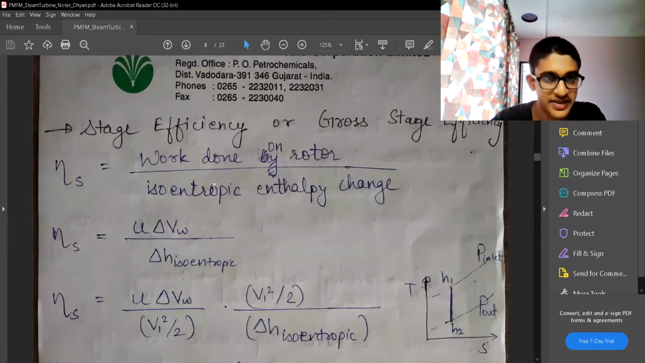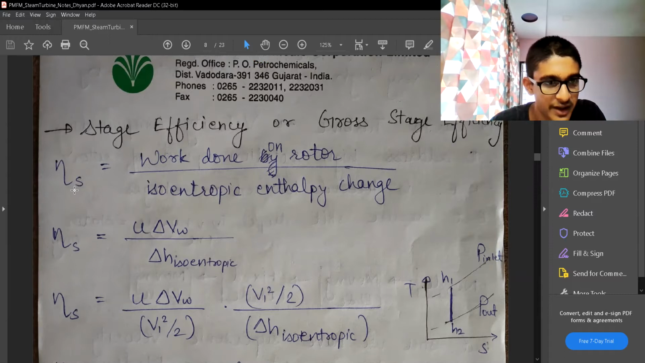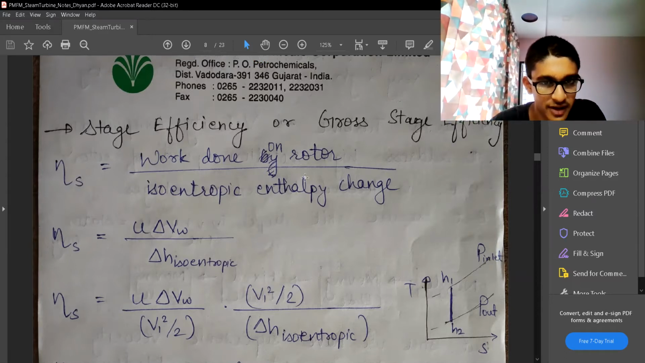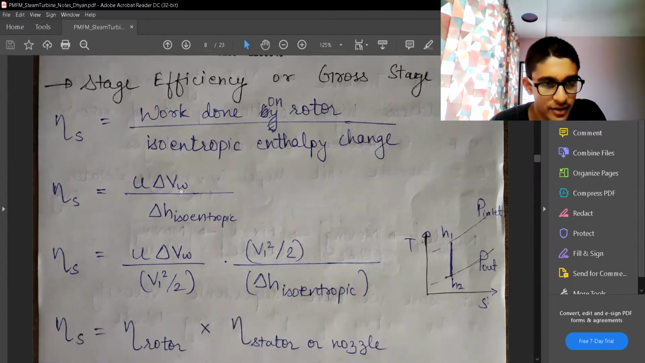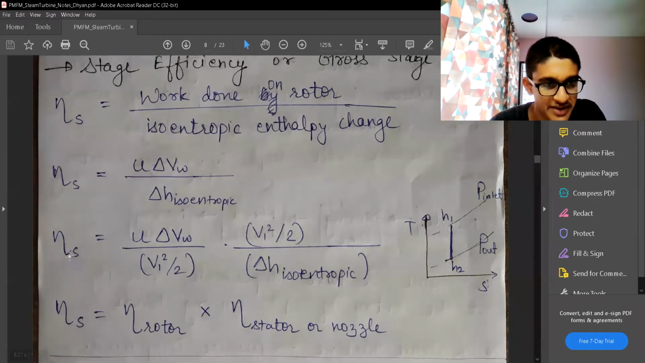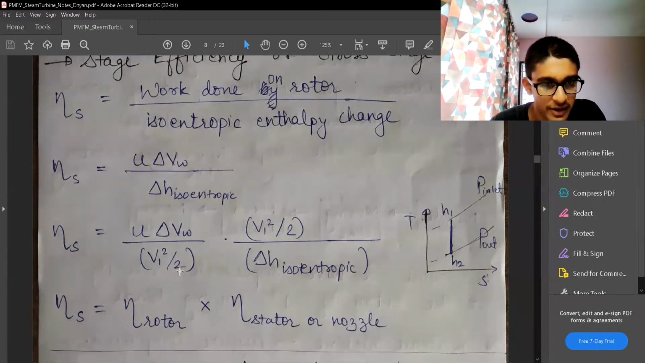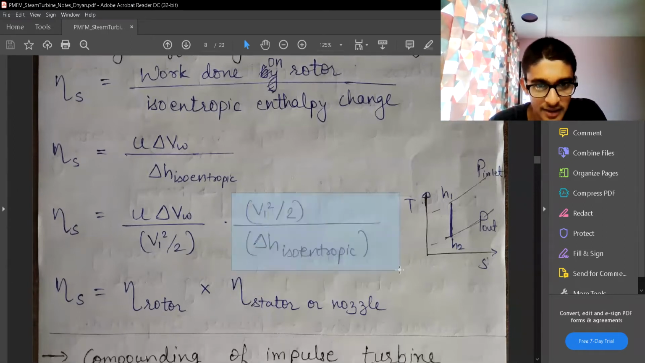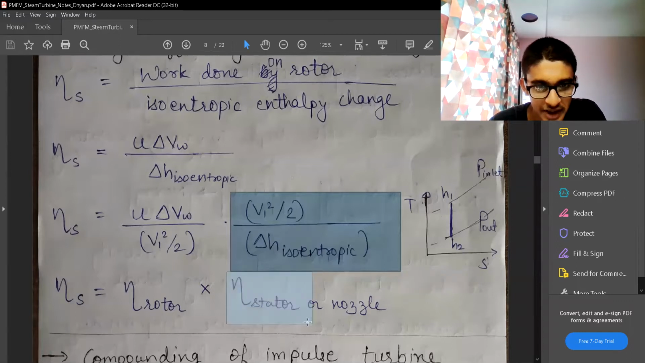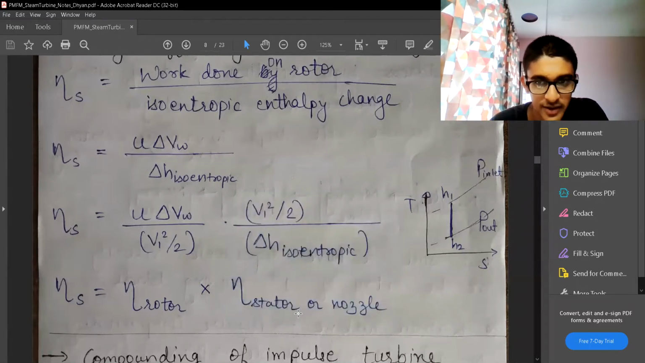Let's look at stage efficiency or gross stage efficiency. Stage efficiency is defined as eta s. This is work done on rotor by isentropic enthalpy change. So U into delta VW upon delta H isentropic. That means stage efficiency is U delta VW upon V1 square by 2, into V1 square by 2 upon delta H isentropic. So we have just multiplied and divided by V1 square by 2. And this term is the efficiency of the stator or the nozzle. Nozzle is the stator over here.